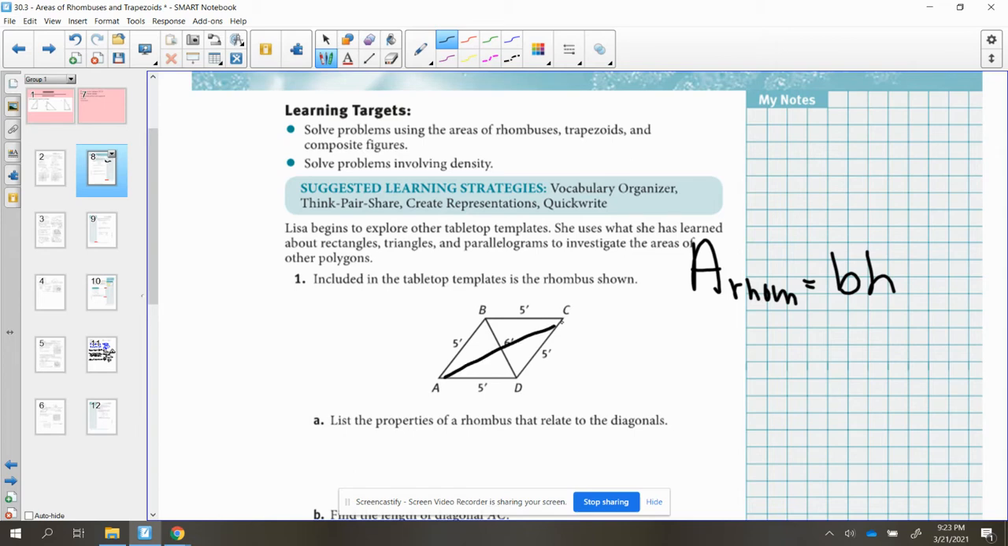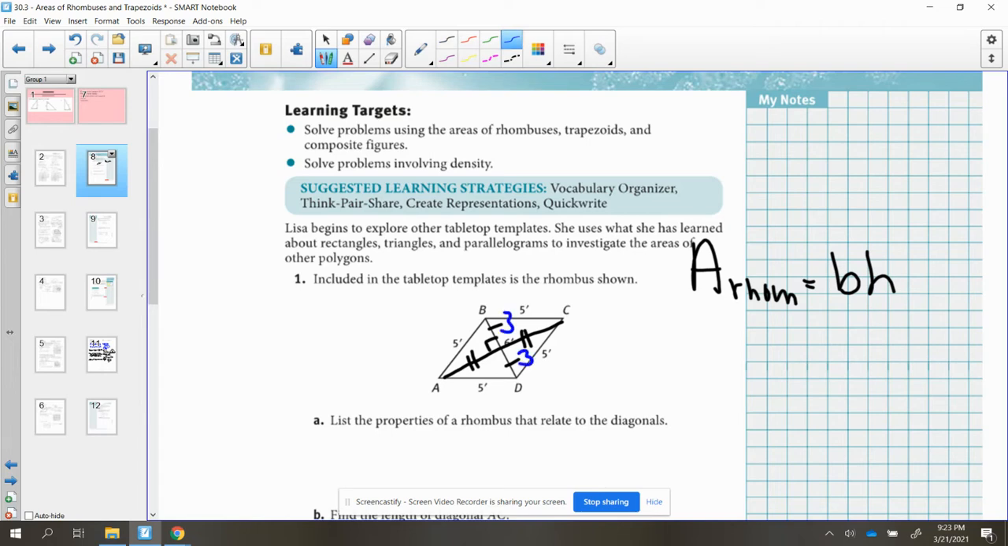Now, something we can figure out is if we draw in the other diagonal, AC. The diagonals in a rhombus are the perpendicular bisectors of each other. So these pieces would be congruent and these pieces would be congruent. So if BD was 6, each of these pieces would be 3.